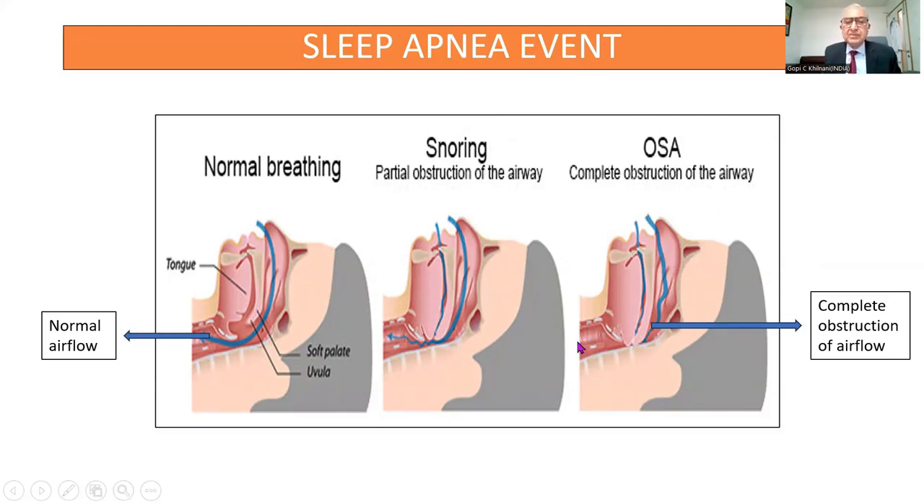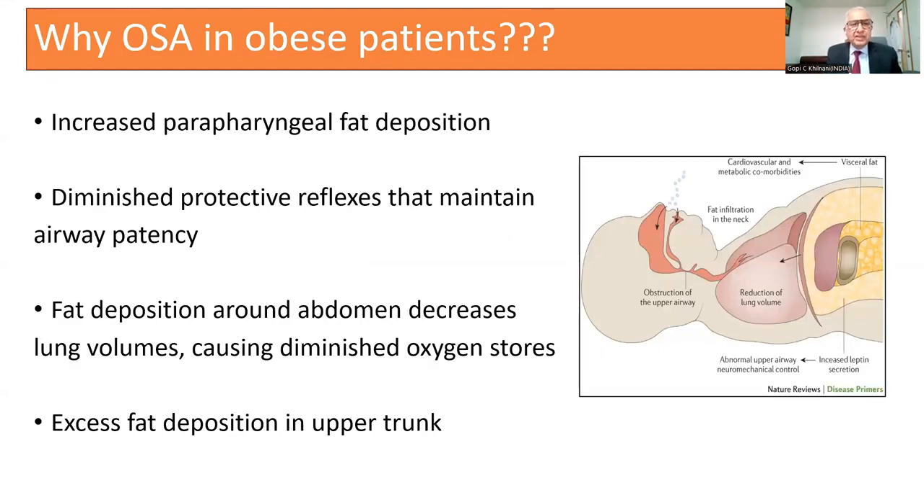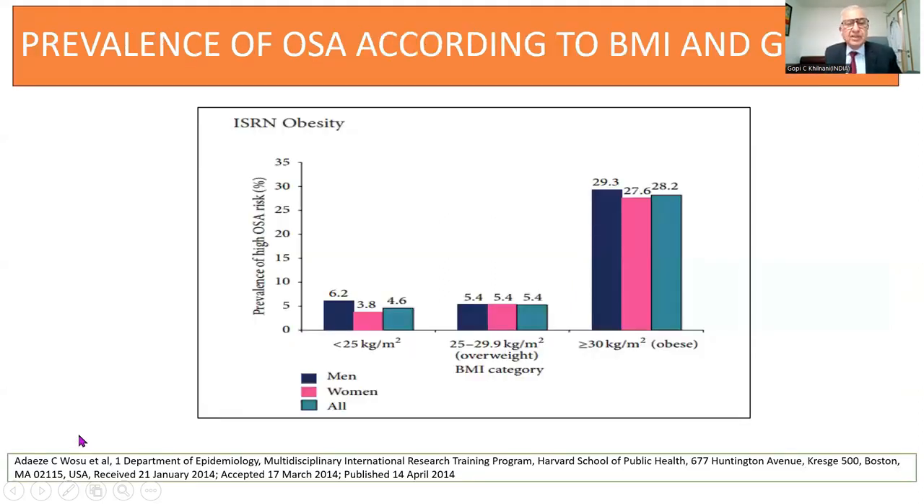That is the mechanism. And why in the obese patient? Of course, 70% of the patients who have obstructive sleep apnea are actually obese. There is increased fat deposition in the parapharyngeal fat. There is a diminished protective reflex that maintains airway patency. There is fat deposition around the abdomen that decreases lung volume, causing diminished oxygen stores, and there is excess fat deposition in the upper trunk. And how common is it?